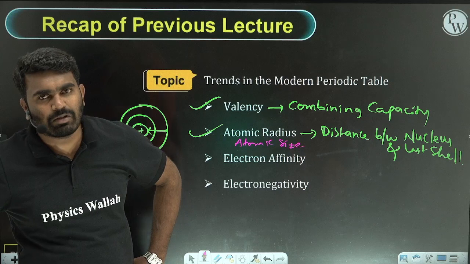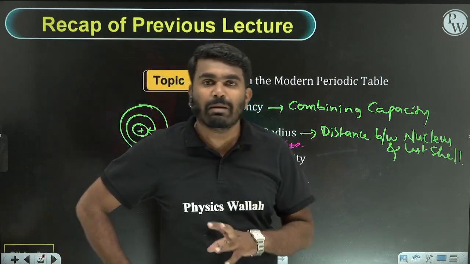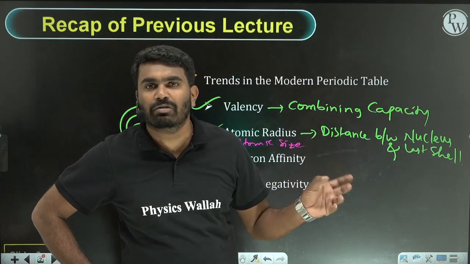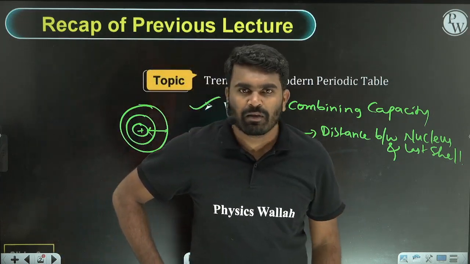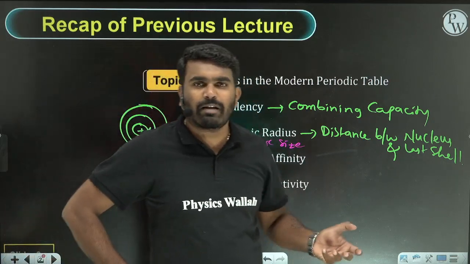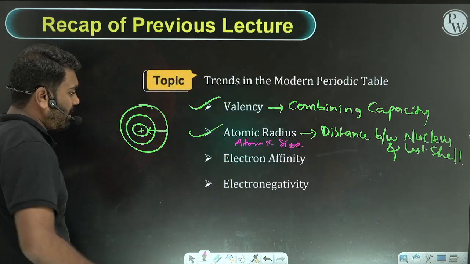In periods, the number of shells is the same while the number of electrons increases. Increasing the number of electrons leads to a decrease in atomic size. In groups, the number of shells increases. As the number of shells increases, atomic radius also increases. That is atomic radius.